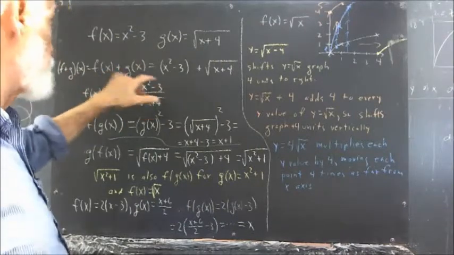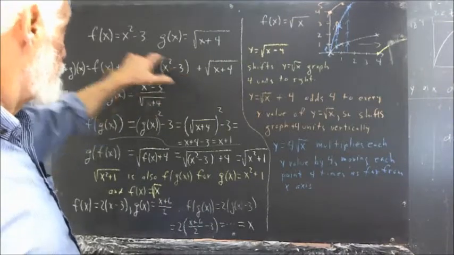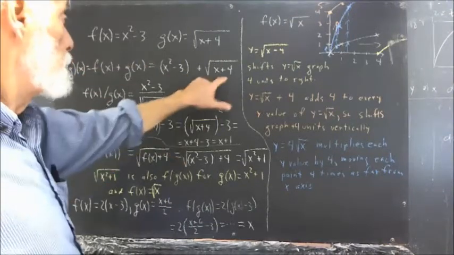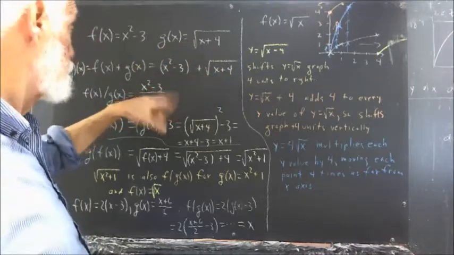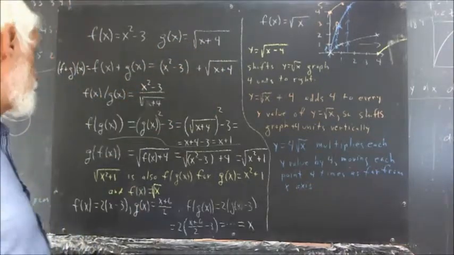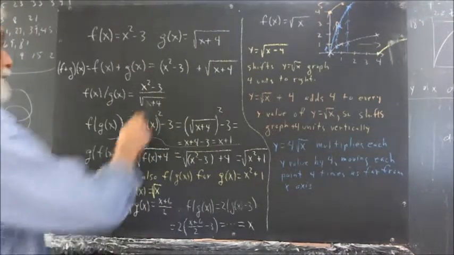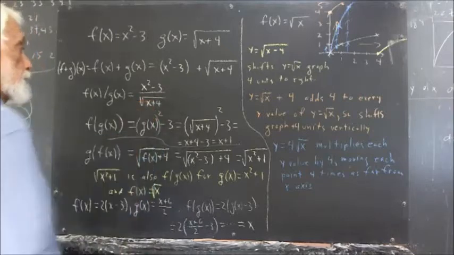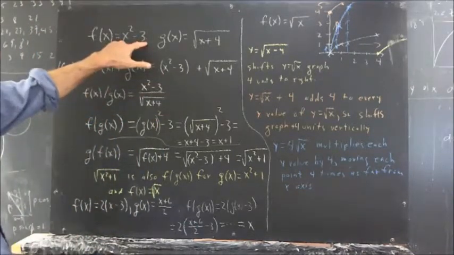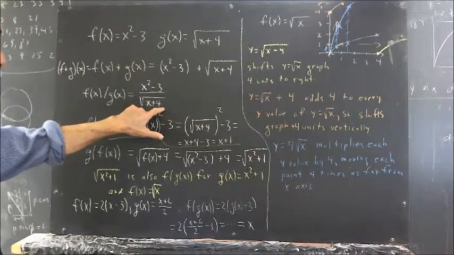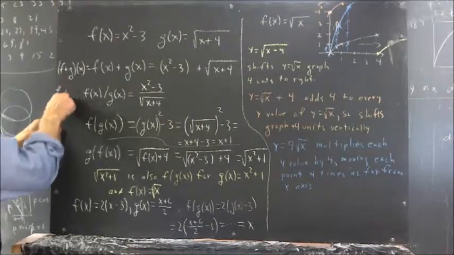So that at every x, the value of f plus g of x is the value of x squared minus 3, which is the value of f of x, plus the square root of x plus 4, which is the value of g of x. So, it's a very obvious definition. F of x divided by g of x is, just as you would expect, the function where we divide the f of x function, x squared minus 3, by the square root of x plus 4. And we could call that function f over g of x.